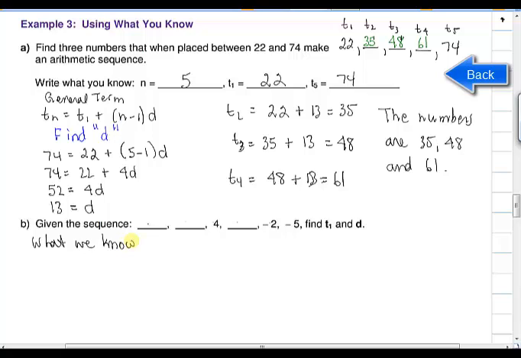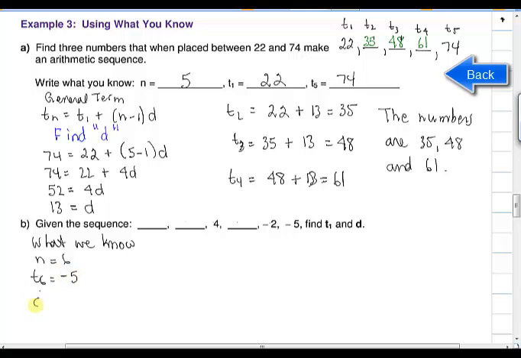And so what we do know is, first of all, that n is equal to 6, right? Because we've got space, space, 4, space, -2, -5. So 1, 2, 3, 4, 5, 6. So n equals 6. We know that our last term is -5, and our last term in this particular sequence is going to be t subscript 6, right? Because we know that n is 6. And so that is -5.